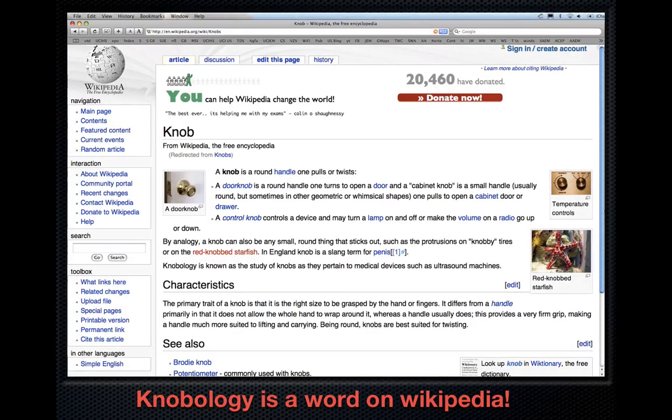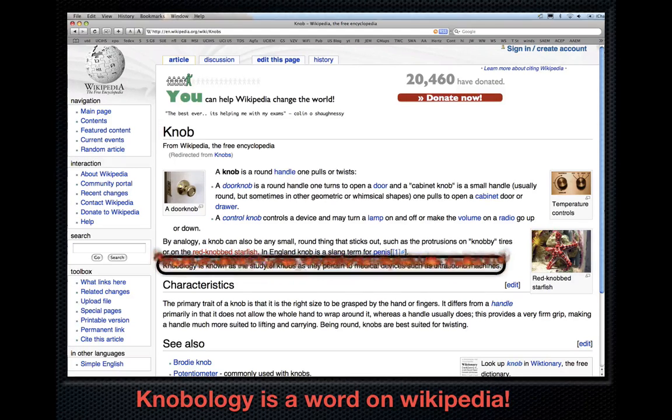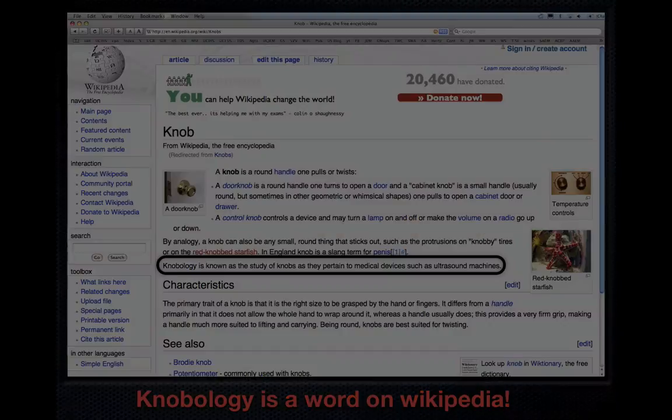This talk will be speaking about ultrasonography, knobology, and image optimization and acquisition. Knobology is actually a word in Wikipedia. It's known as the study of knobs as they pertain to medical devices such as ultrasound machines.